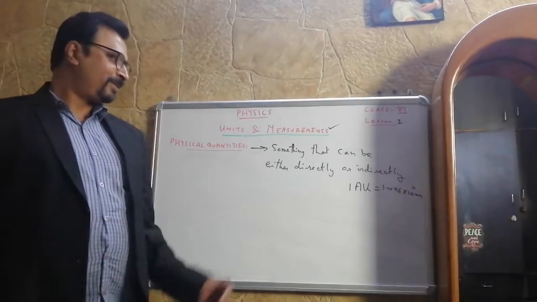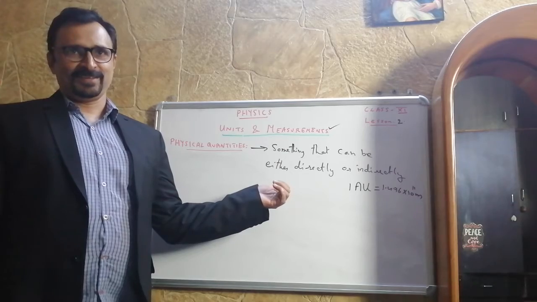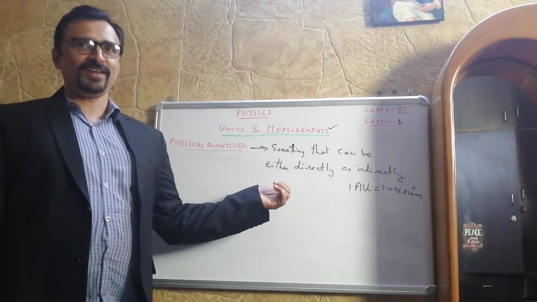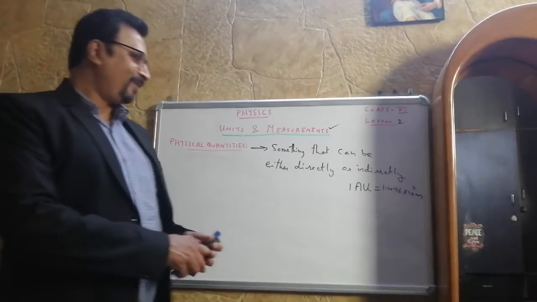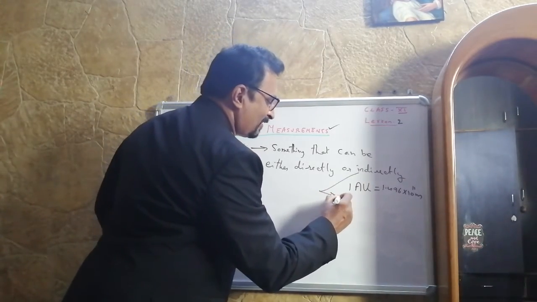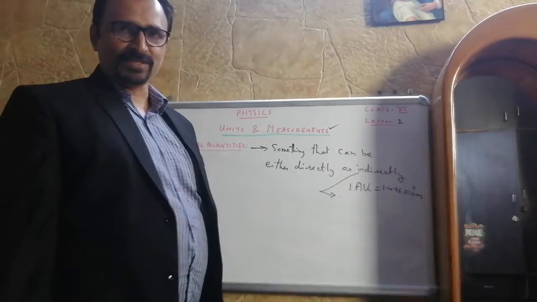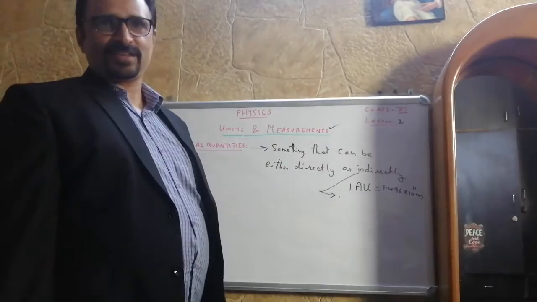Good morning, children. In the previous class, you studied what the meaning of a physical quantity is, right? Something that can be measured directly or indirectly, right? Now, what is the meaning of indirect measurement? The trigonometric measurements come under indirect measurements, using sin theta, cos theta, tan theta, etc.